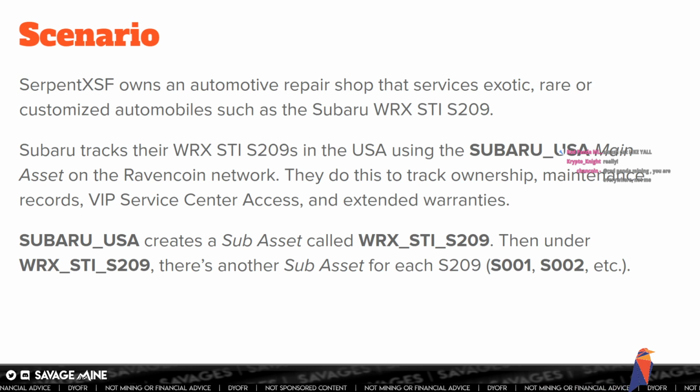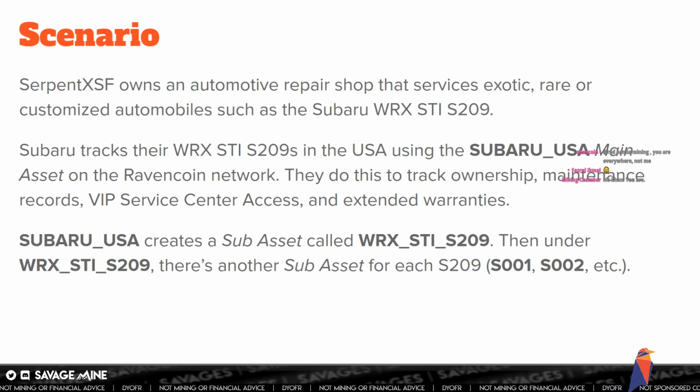So Subaru USA, the asset, creates a sub-asset called WRX STI S209. And then underneath of that asset, the way I like to think about it anyway, there's another sub-asset for each S209, like S001, 002. I would assume there would be a VIN number. I think that a sub-asset has a really limited number of characters. I think it's 6, and I believe it's only 6 characters. So you couldn't put a VIN number.